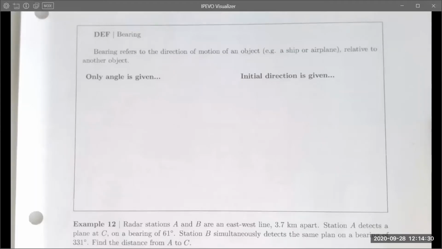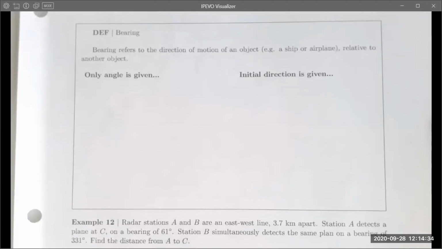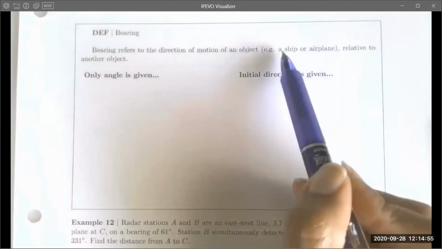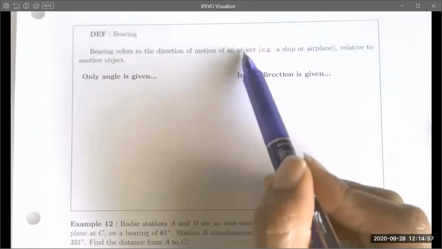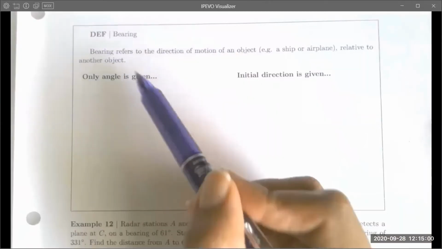For these next couple examples, we're going to need to know what bearing means. So bearing refers to the direction of motion of an object. For instance, a ship or an airplane or a car, a bicycle, someone walking, anything that's moving is, when we're trying to describe the direction of motion, bearing would be what is used for that. And we always describe that direction of motion relative to another object.